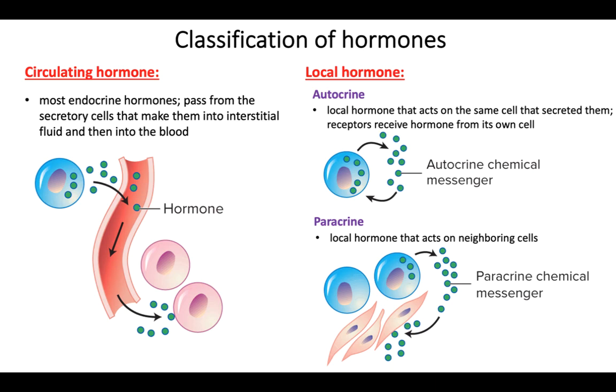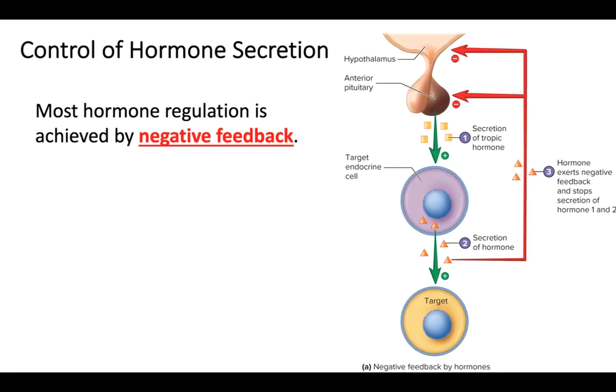Okay, next topic is negative versus positive feedback. Again, you learned about this in A&P1. Most hormones are controlled by negative feedback. So what that means is, in order to prevent the overproduction of hormones, the hormone will go back to the original organs that cause the production and turn that production down.